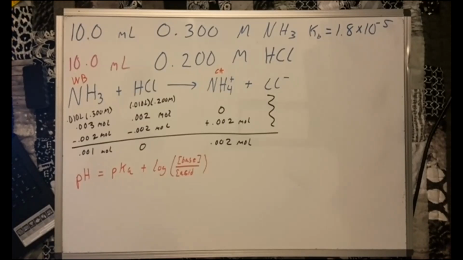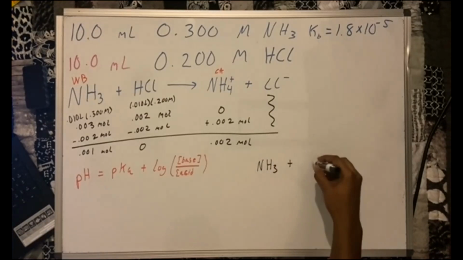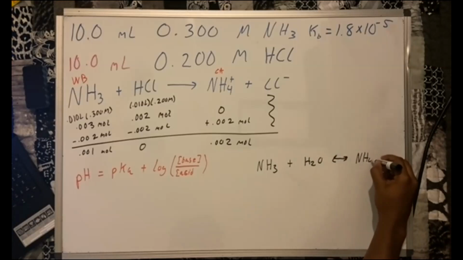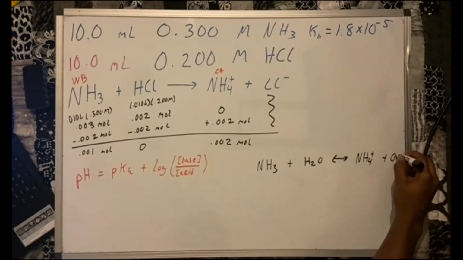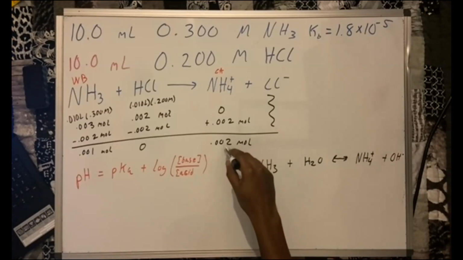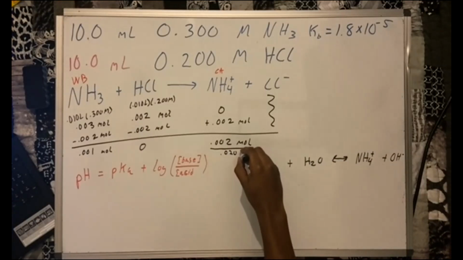Yes. To answer the question about using a regular ice table, you could use a regular ice table there, right? You could do your NH3 plus H2O goes to an equilibrium with NH4 plus OH minus. Could do your ice table thing. Just remember you need these in concentration to put them in here. So if you do the ice table, just remember to divide by our total volume up there, which is 20 milliliters or 0.02 liters.